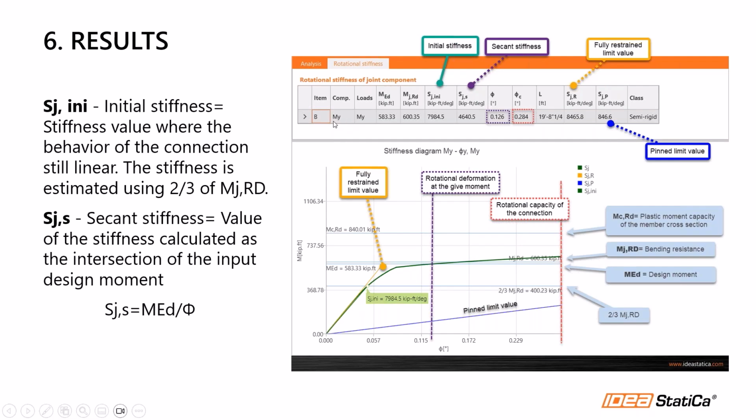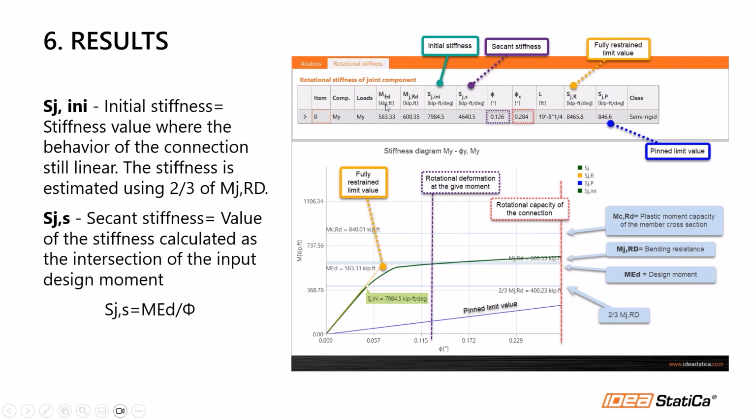Then the component that was analyzed, in this case, it was MY, right? So we're analyzing the rotational stiffness of MY around Y-axis, okay? And then the load effect name. In this case, it happens that I put the same name as MY. But you can have the load combination name that you prefer, right?